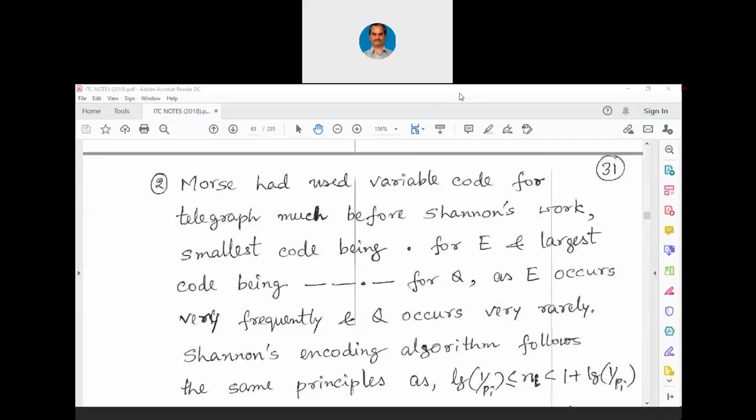Even though the telegraph has become obsolete, and Telegram has now come as one more app in the mobile phone itself, we will have to appreciate Morse also, because he went for variable length coding. He did not go for fixed length coding, because telegraphy is meant for communicating in the fastest time possible. That was the basic need of telegraph messages in those days. So Shannon's encoding algorithm follows the same principle: log of 1 over Pi is less than or equal to Ni, and it is less than 1 plus log of 1 over Pi.